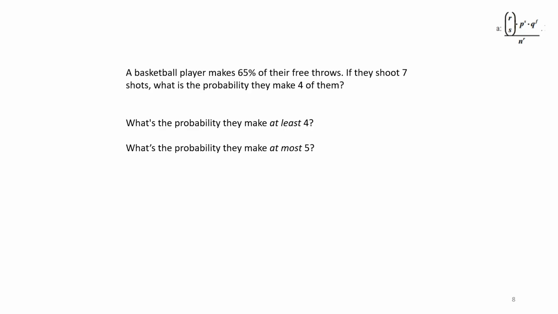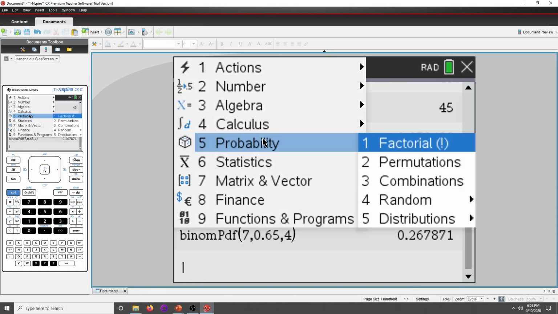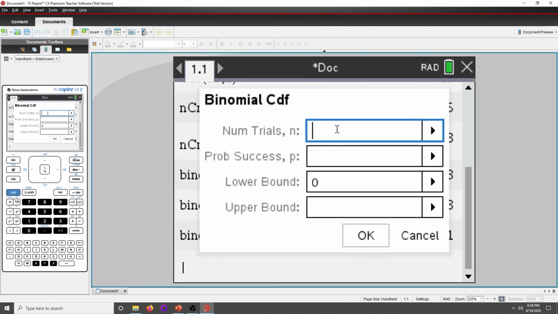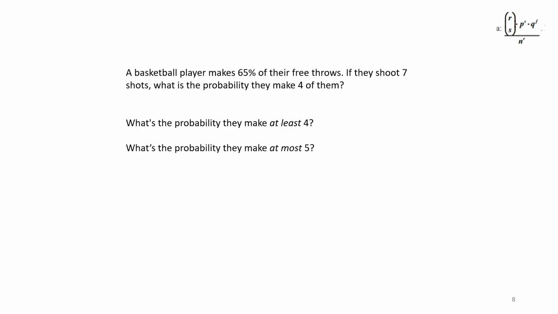Now we're going to see what's the probability he makes at least 4. So instead of PDF, we're going to use CDF. Our number of trials is still 7. Same probability. But our lower bound is 4, and our upper bound is 7, which is all of them. And that's the probability he makes at least 4. Pretty good. Actually, I don't know what good free throw percentages are. This one might be really bad. I just wrote the problem.